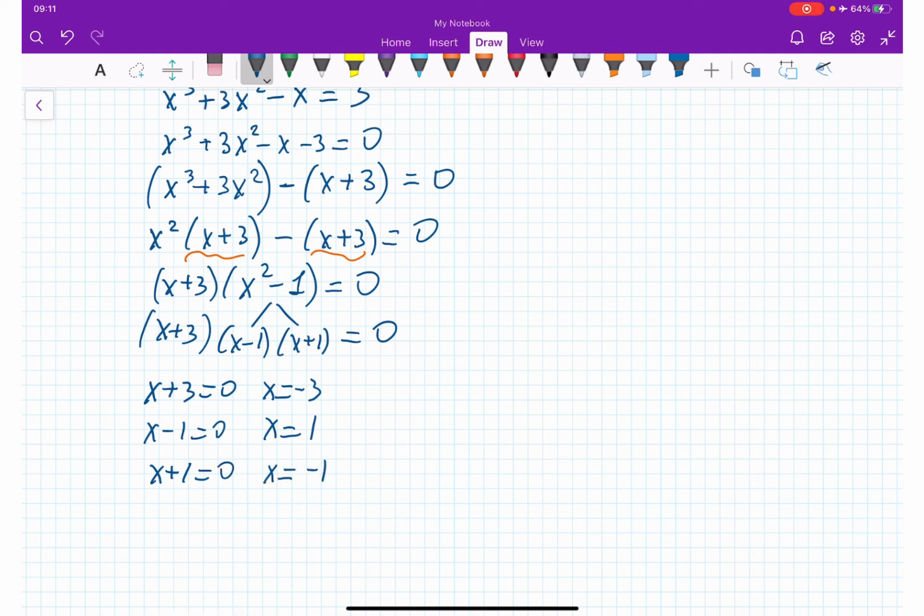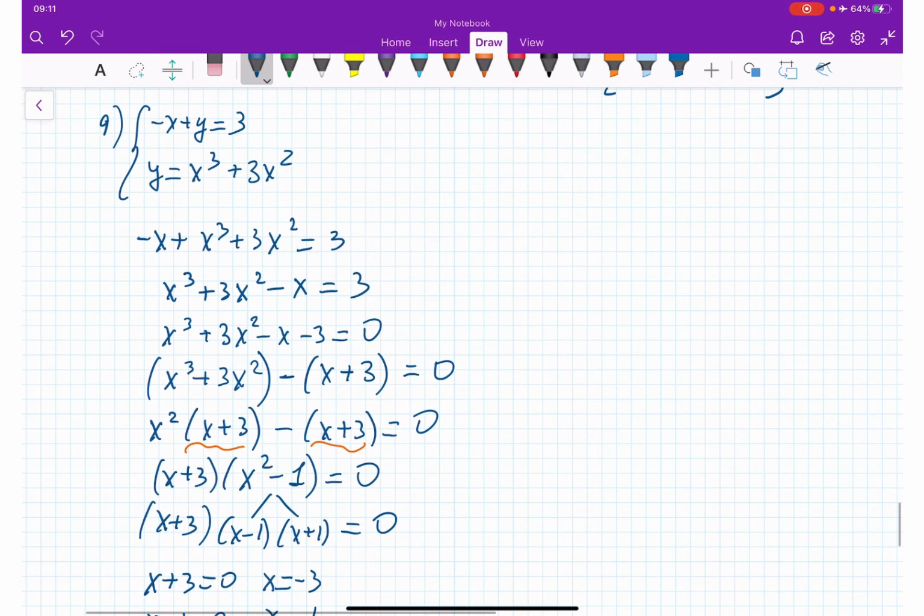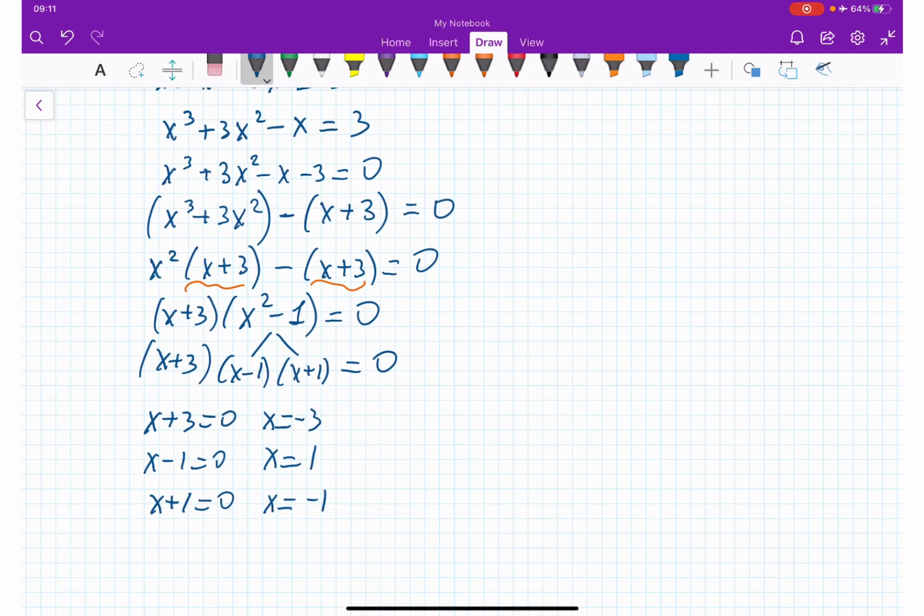Let me plug in now and find the y for each one of them. So I'm going to plug into negative x plus y equals 3. If I plug in negative 3, it's going to be negative x, so 3 plus y equals 3, right? 3 and 3 is gone. y is equal to 0.